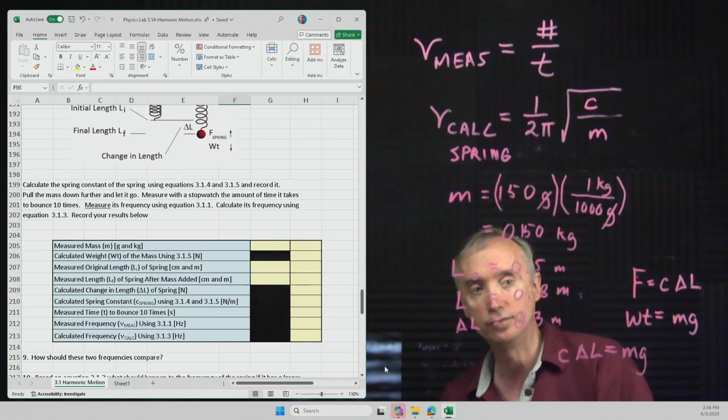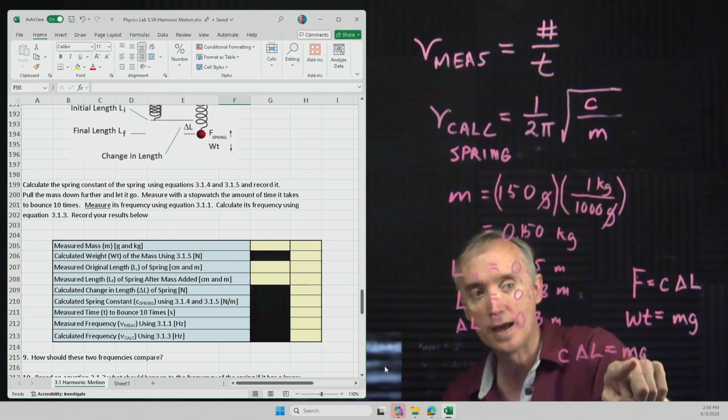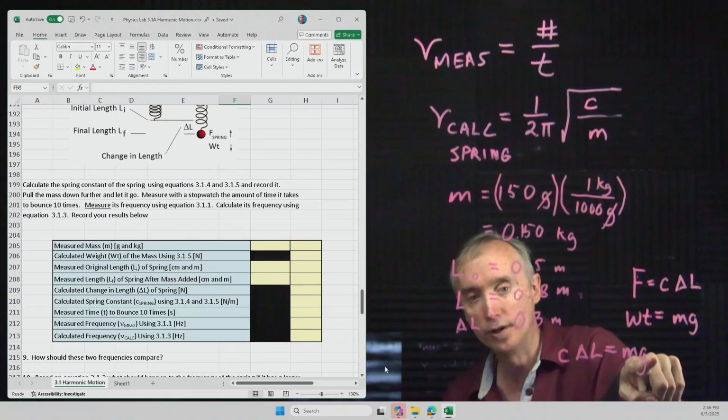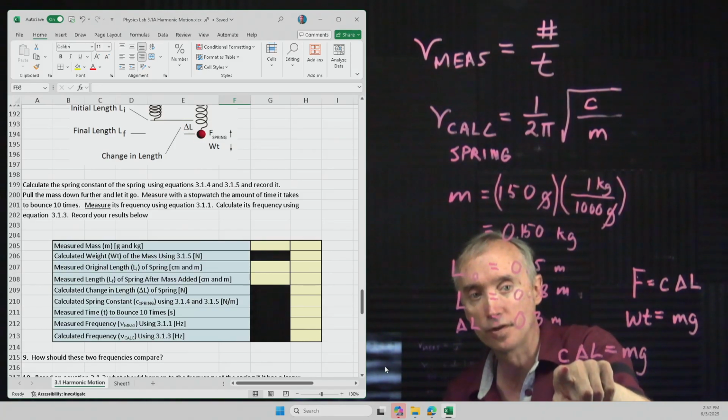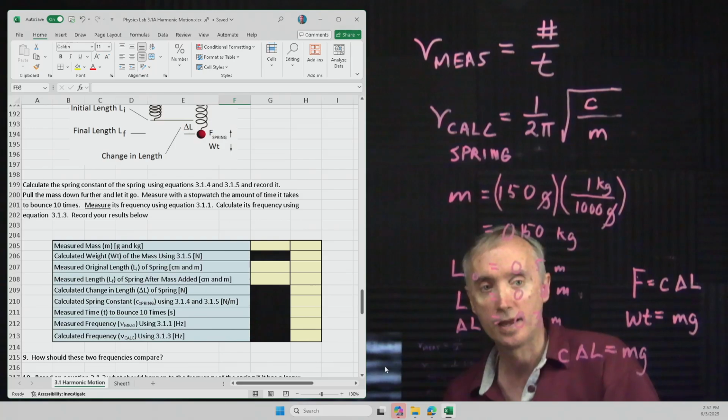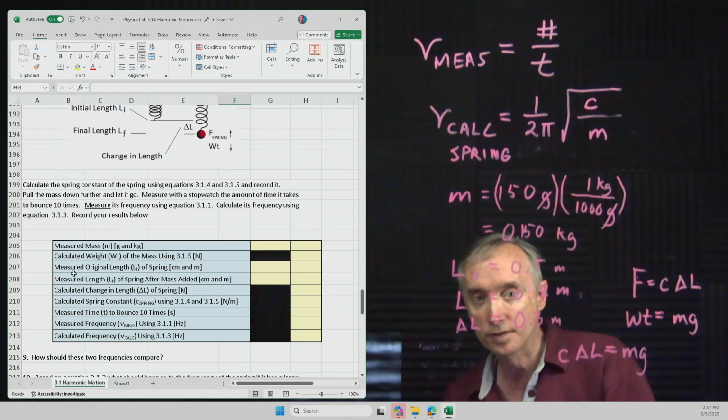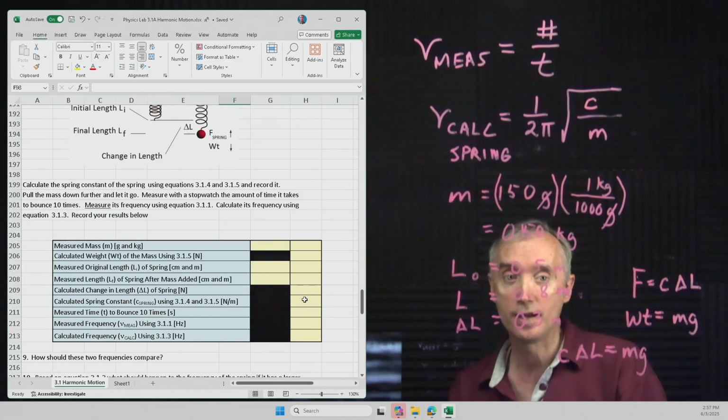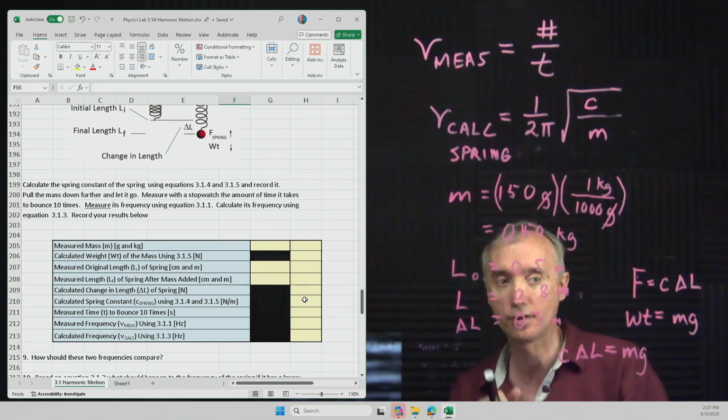And now what you need to do is, you'll know what delta L is, you'll know what the mass is, you'll know 9.81, and then solve it for the letter C. That's going to be your spring constant. And so you will put that number down here, in the calculated spring constant. Okay, now that you've got that, then you're ready to actually do the lab and calculate the frequency. And we will do that in our next segment.